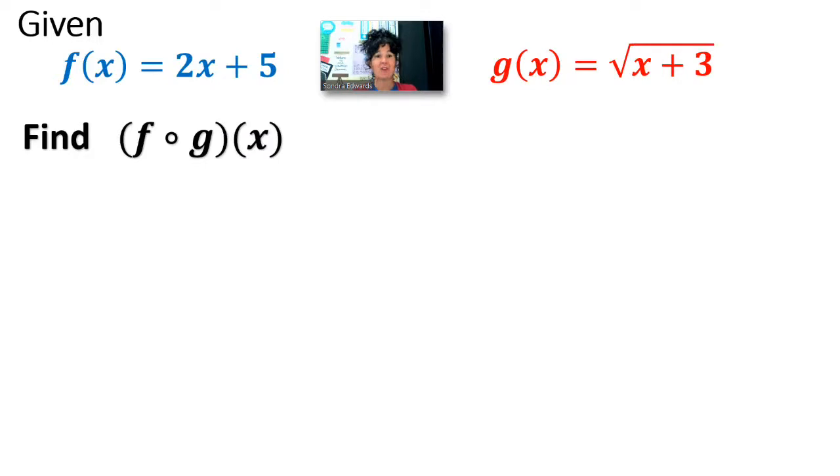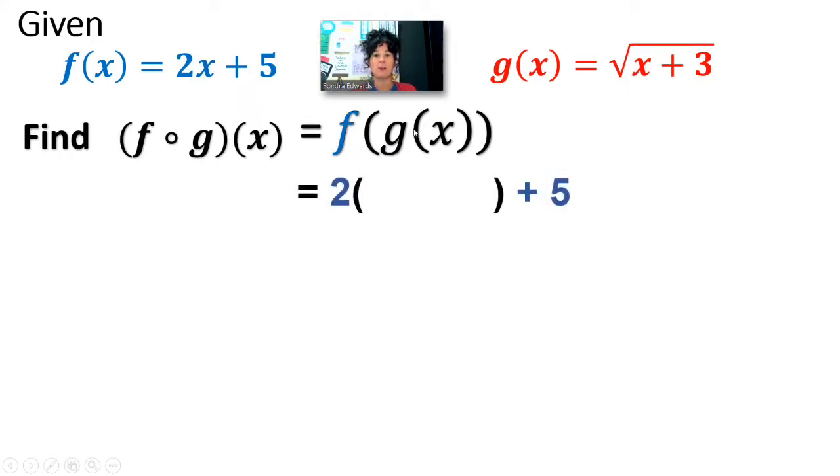Here we have our first example. We are given a function f and another function g, and we want to find f composition g of x. Another way to write that is f of g of x. We want to start with the f function, so I want to start with 2x plus 5.